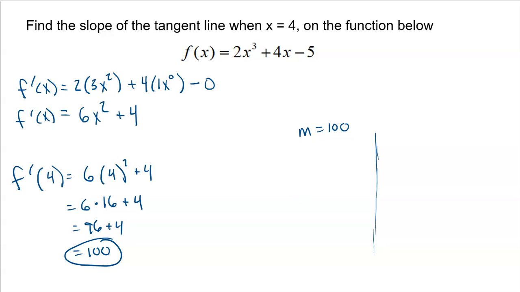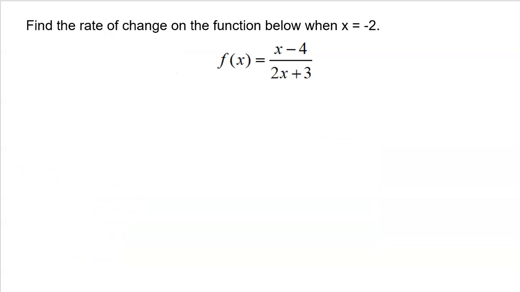All right, next problem. Find the rate of change, well, that's just another word for slope, when the function is at x equals -2. So once again, literally the exact same problem. The only difference is instead of using the word slope, we're using the word rate of change because they are interchangeable. So the first thing we need to do is find the derivative.